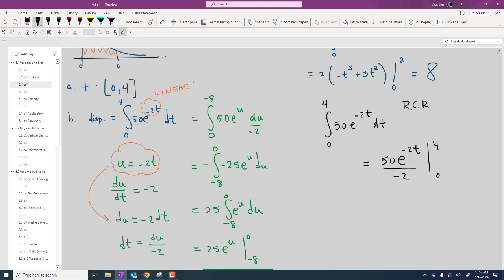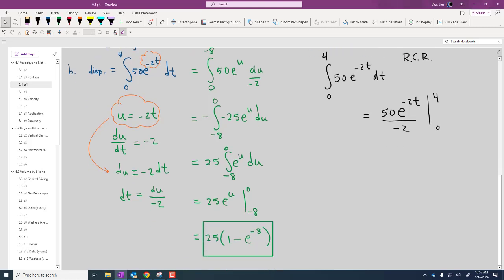That pen, junk. So let's finish this off. So we get negative 25. All right. Plug in the upper limit, plug in the lower limit, take the difference.